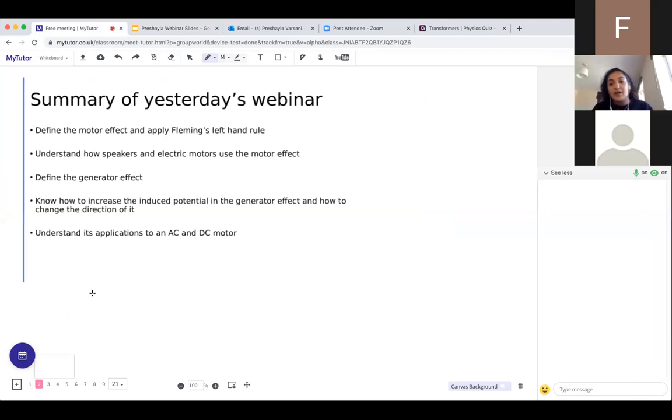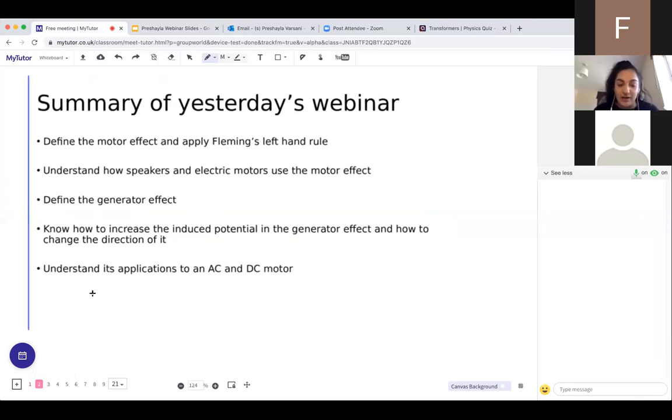Starting with a summary of what we covered in yesterday's webinar. So yesterday's webinar was all about the generator and the motor effect. So we talked about defining the motor effect and the fact that if we have a wire in a magnetic field or a current carrying conductor in a magnetic field, it creates a magnetic field around it. Okay, so a wire has a magnetic field around it.